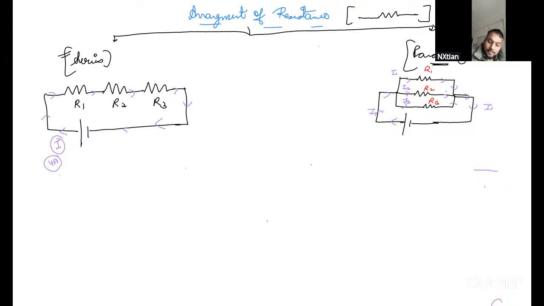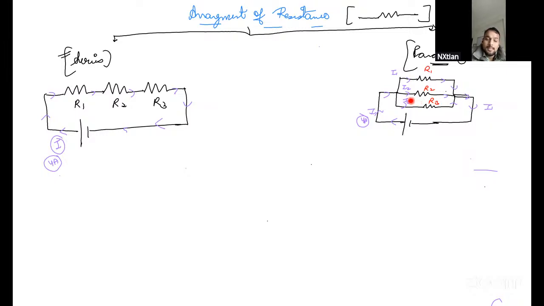So I, which is for example 4 ampere, releases from the battery. It goes here and makes different pathways, and then it comes back, becomes I again and goes to the battery. In the same way, in series the I remains constant. Constant means for R1 I is the same, for R2 I is the same, for R3 I is the same. But in the parallel case the I is not constant. Why? Because R1 has a different I value, R2 has a different I value, and R3 has a different I value. Did you understand, guys?